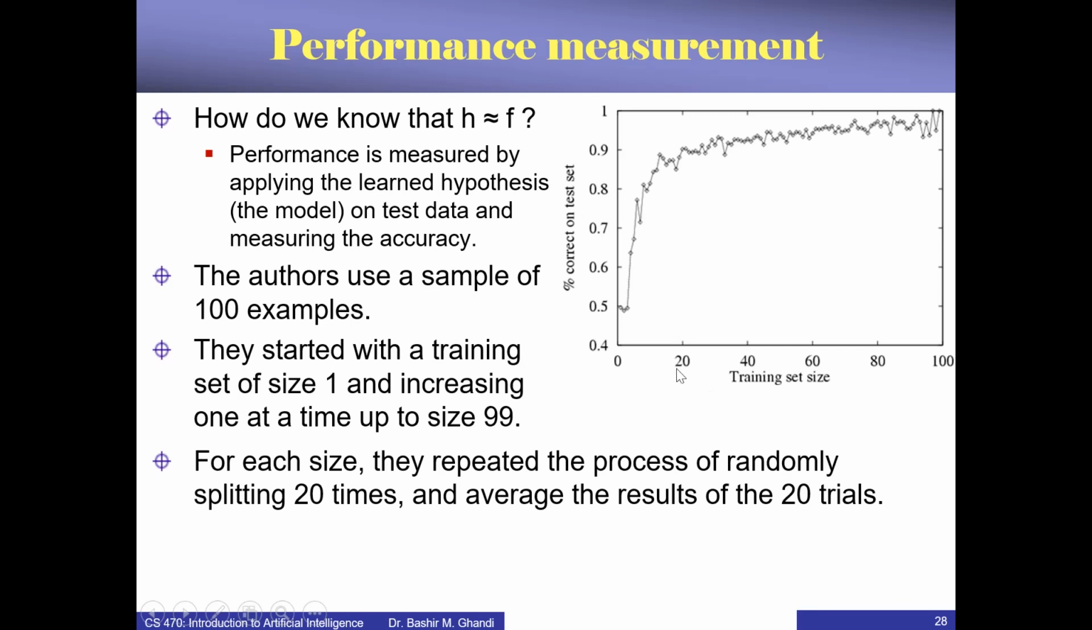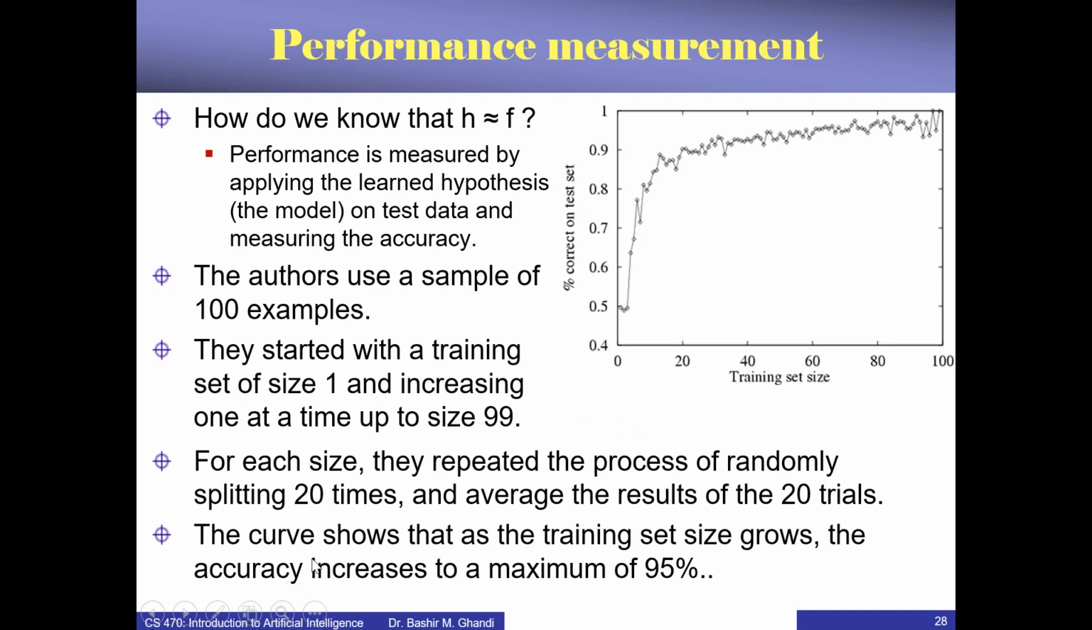So based on this, they plotted this graph, as you can see, from when the training size was 1, 2, 3, and so on until the training size was 99. So the curve shows that as the training set size grows, the accuracy of the hypothesis increases. The maximum they got was 95%.